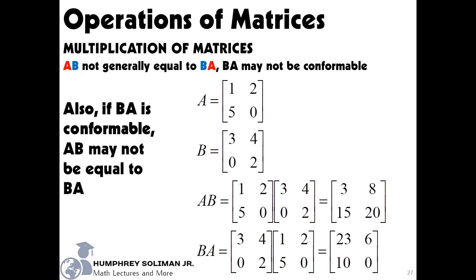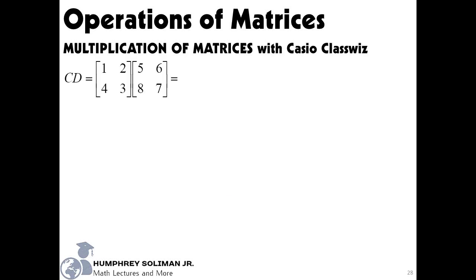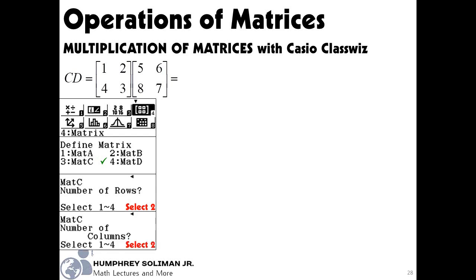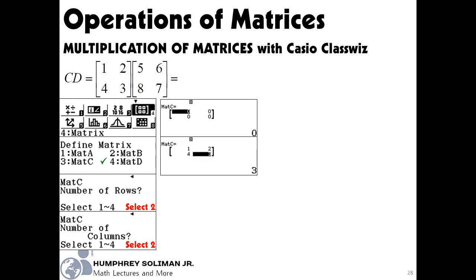Now, let's perform multiplication using Casio ClassWiz calculator. In matrix mode, select option 3, for matrix C. Then, select the number of rows for matrix C, select 2. Then, select the number of columns for matrix C, select 2. Input the elements carefully. Next, define the second matrix.